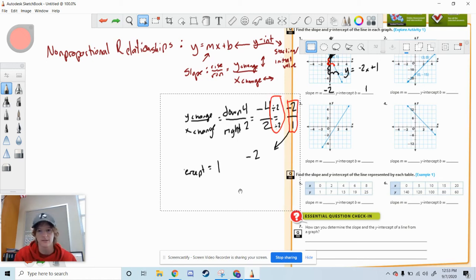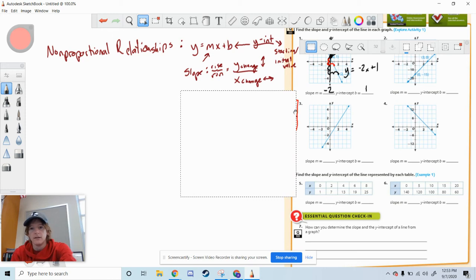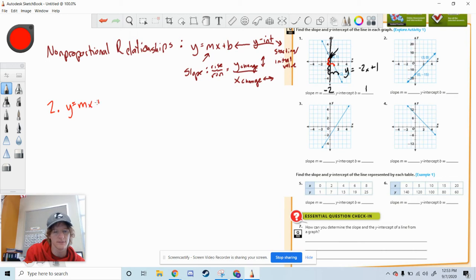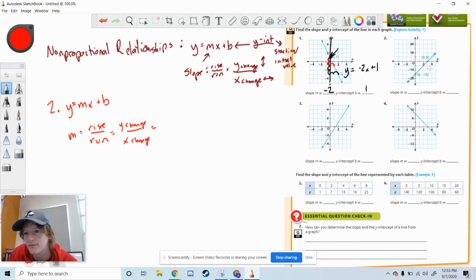Well, let's delete part of my problem here. There we go. Number 2, we've got y equals mx plus b. M is the rise over the run. It's our y change over our x change. Well, let's see how y changes from 0, negative 15 to 3, 0.